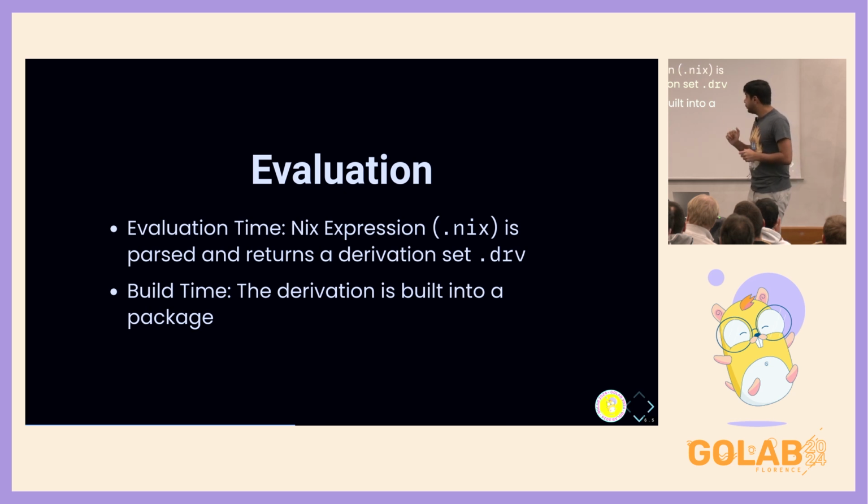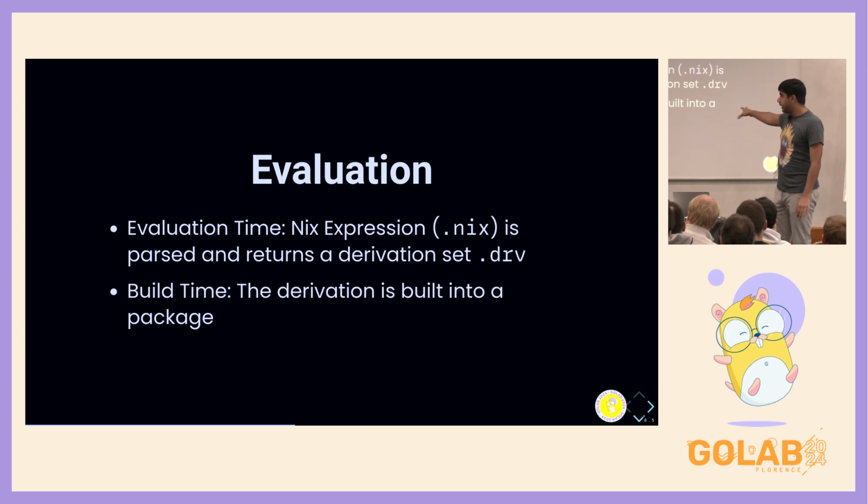So building in Nix is a two-step process. At evaluation time, the Nix expression, or the .nix file, is parsed, and we return a derivation set, or a DRV file. So it's kind of this intermediate state, or intermediate representation of how to build a package. Then at build time, the derivation is built into a package. I believe this process is also called realization. Not 100% sure on that one. Anyways, it's important to note that this is a two-step process.